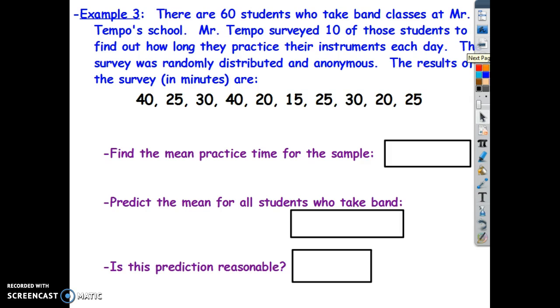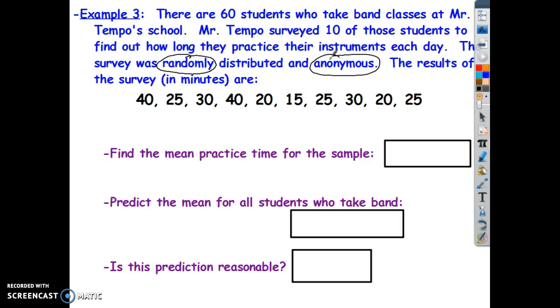Okay, so in this example, there are 60 students who take band classes at Mr. Tempo's school. Mr. Tempo surveyed 10 to find out how long they practice their instruments each day. The survey was randomly distributed. Random is a good word. Randomly distributed. And it was anonymous. These are both good things. Here are the results below.